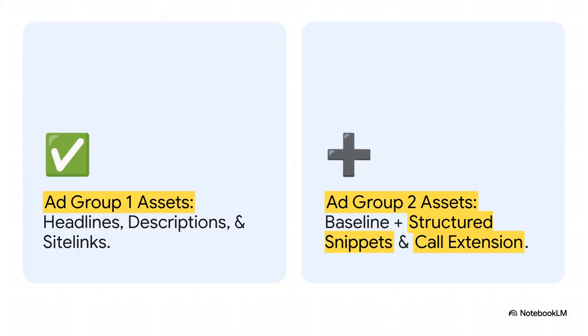Now this is where you can really see the test taking shape. Both ad groups have the basic headlines and descriptions. But ad group 2 gets extra assets, structured snippets to highlight specific features, and a call extension to add a clickable phone number. The hypothesis is super simple. Will these extra details lead to more demo bookings? Well, that's what we're here to find out.